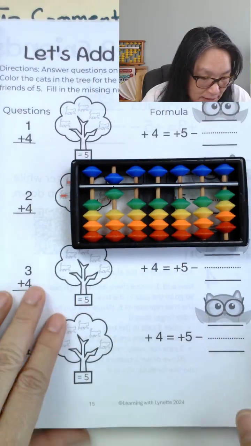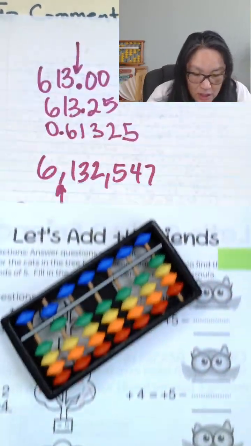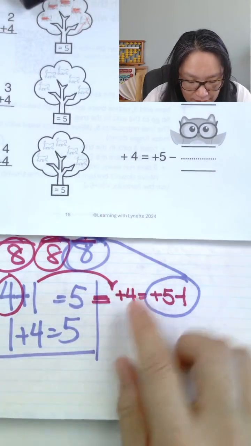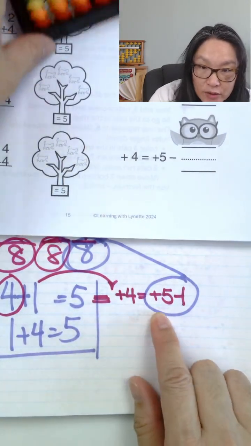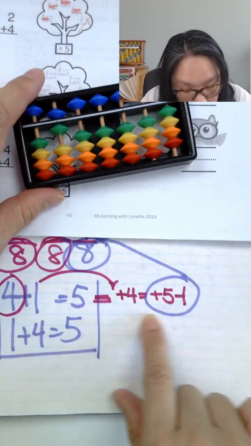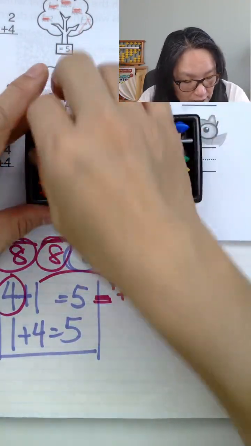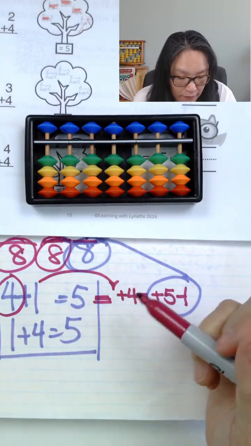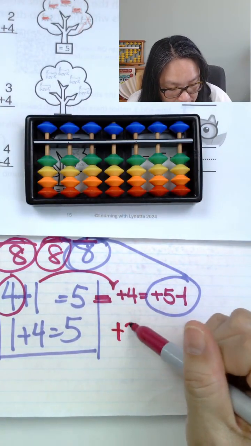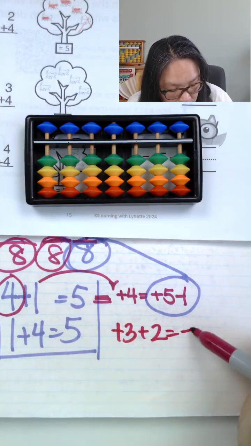So the biggest thing to understand is that the kids, not kids, but everybody, needs to understand that plus the 4 is equal to plus the 5 minus 1. And then it goes further, right? What's another way to make a 5? To make another 5, we do plus 3 and then plus 2 is equal to plus 5.